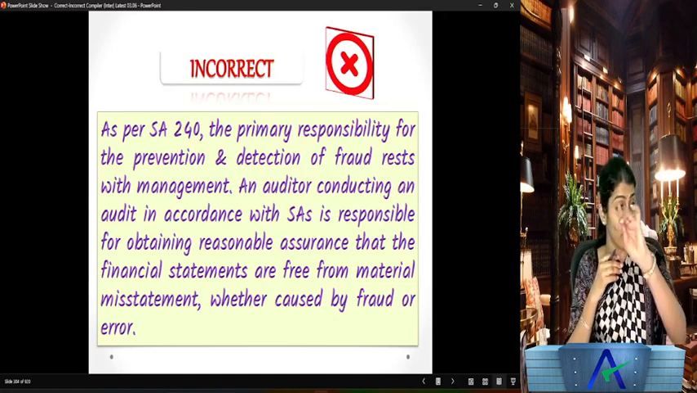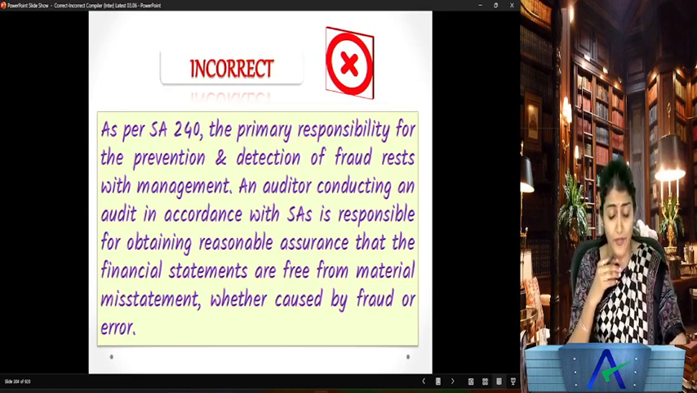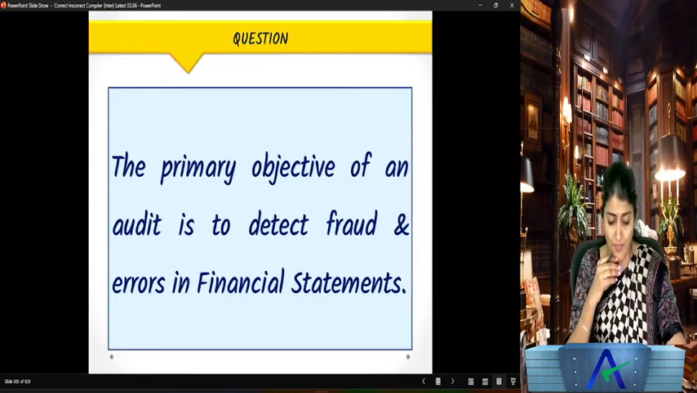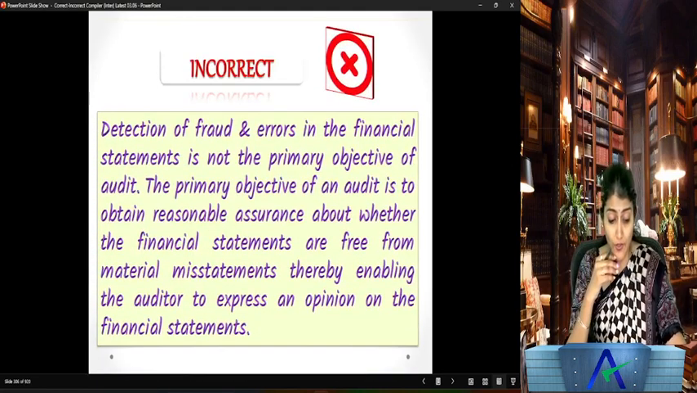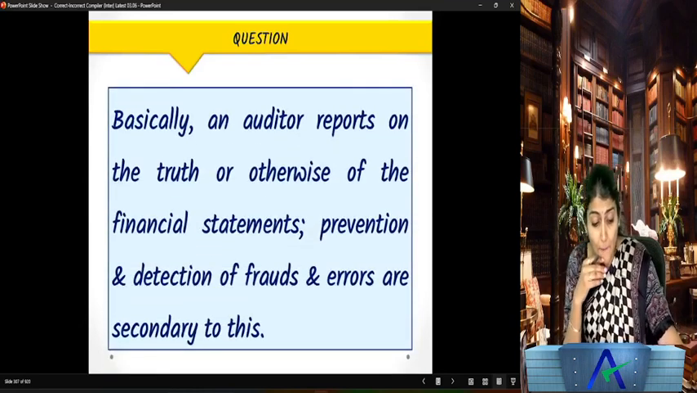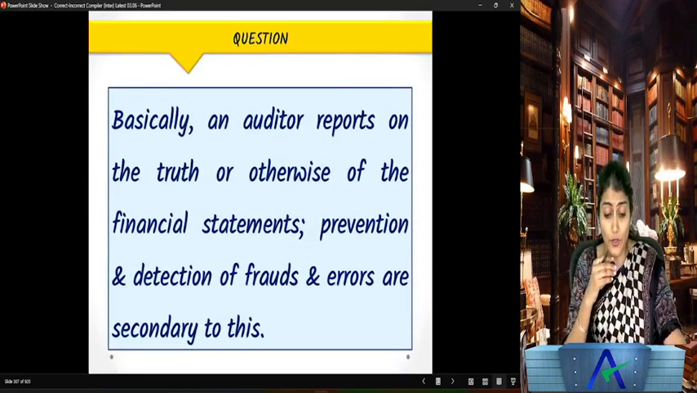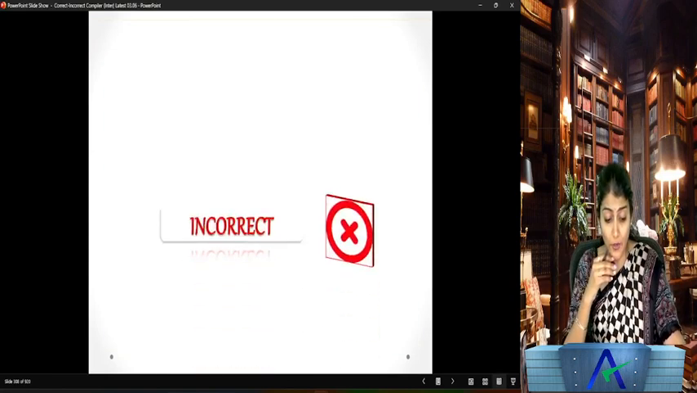What is the primary responsibility of the statutory auditor? To obtain reasonable assurance that financial statements are free from material misstatement. Is the primary objective of an audit to detect fraud and error? No. The primary objective of the audit is to obtain reasonable assurance that the financial statements are free from material misstatement. Basically, an auditor reports on the truth or otherwise of the financial statements. Prevention and detection of fraud and error are secondary to this. So what is the main bread and butter of the auditor?